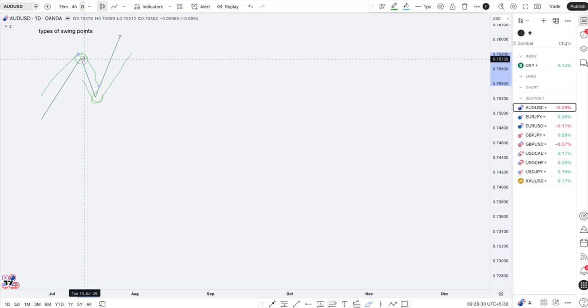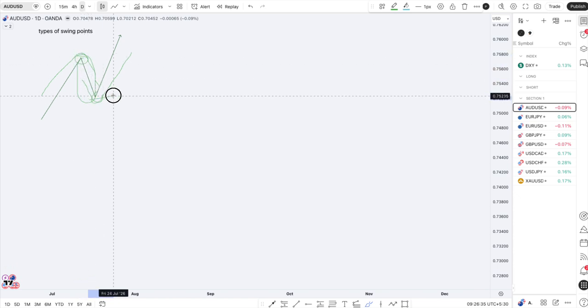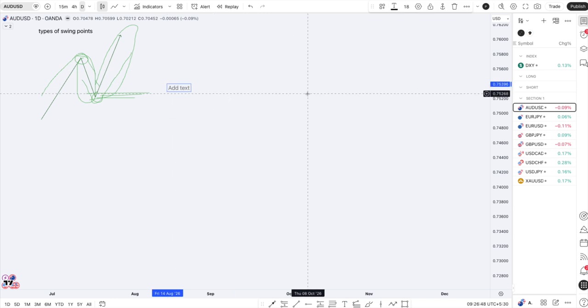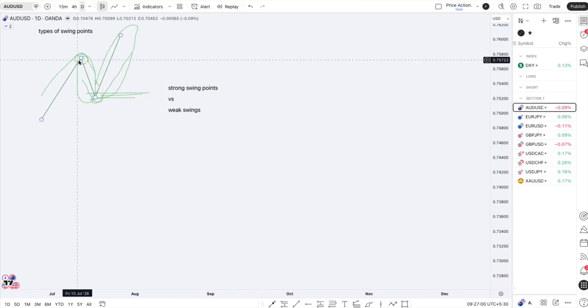Although these both are really different kinds of swing points. In this you can see we did not go down by a lot, and in this, we reversed and we went up by a lot. So as a trader, our job is to identify which swing points are high probability or strong swing points versus weak swings. This will be considered a weak swing point and this will be considered a strong swing point.